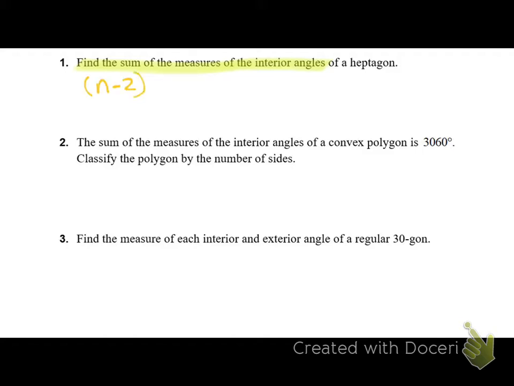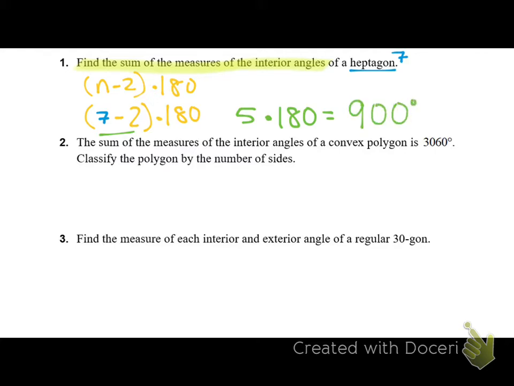N minus 2 times 180. So n always represents the number of sides. How many sides does a heptagon have? It has 7 sides. So 7 minus 2, how many triangles does it have? 5 triangles, 180 degrees apiece. That makes 900 degrees. Perfect. 900.